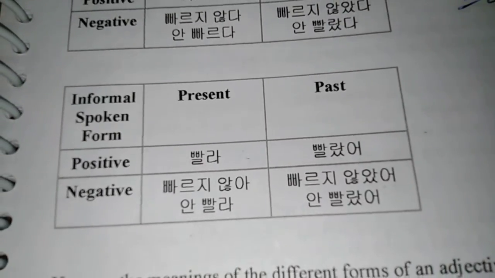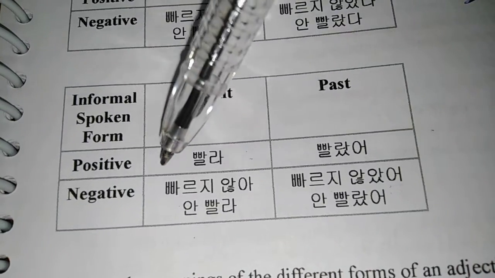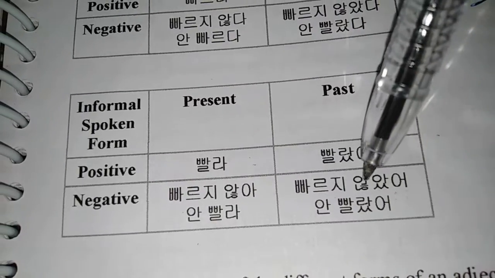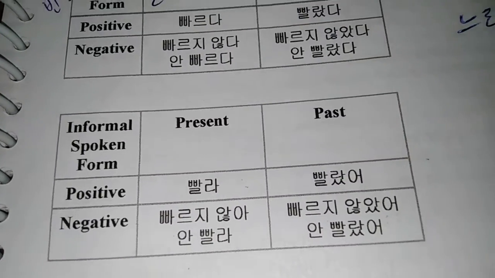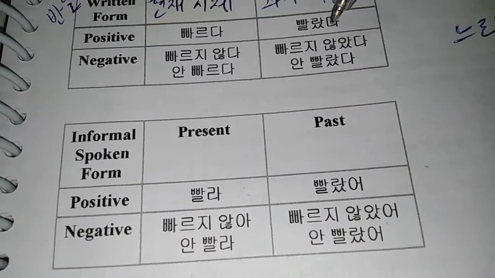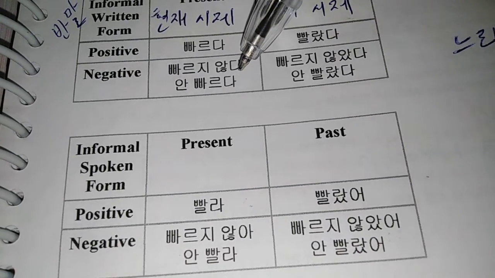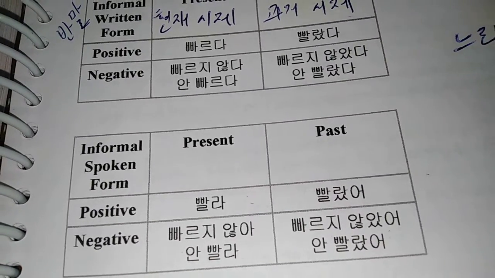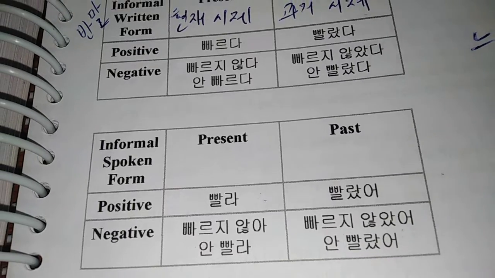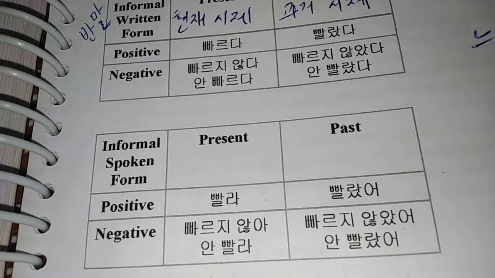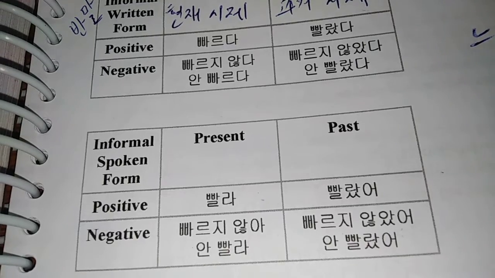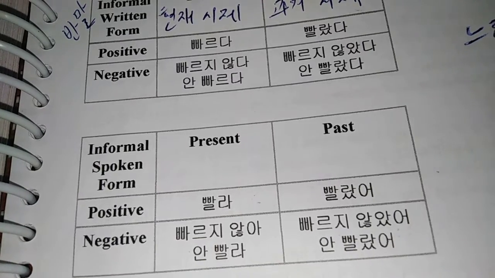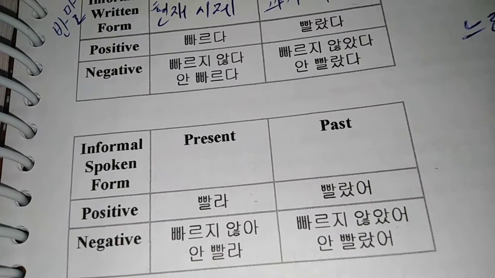As for the next table, 빨랐어. Again, you have ㅆ. Then 빠르지 않았어, 안 빨랐어. So it's all just fast, was fast, not fast, was not fast, and then the meaning just repeats. So I'll now be going into the meaning of each and everything. Then when you go down, you are given more examples of commonly used adjectives and how forming their different forms works.